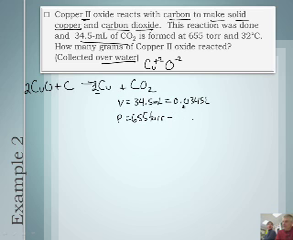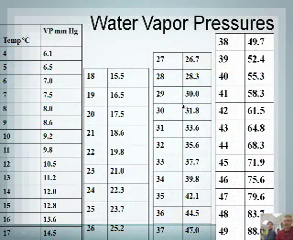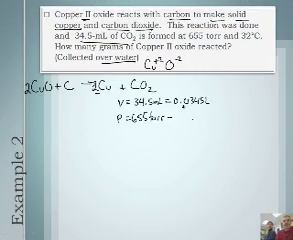The water vapor pressure table. We've got to find that. There it is. What temperature were we at? We have to go back. I know, 32 Celsius.